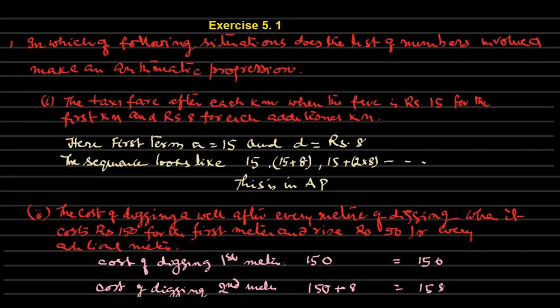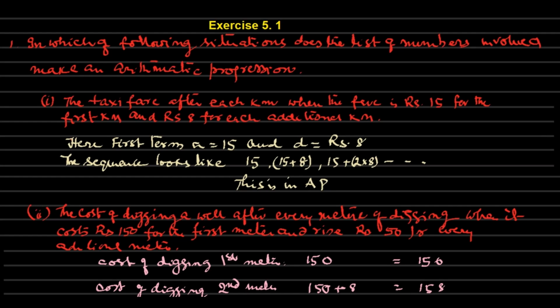Now we will go to exercise 5.1. In which of the following situations does the list of numbers involved make an arithmetic progression? First situation is the taxi fare after each km, when the fare is 15 for the first km and rupees 8 for each additional km.